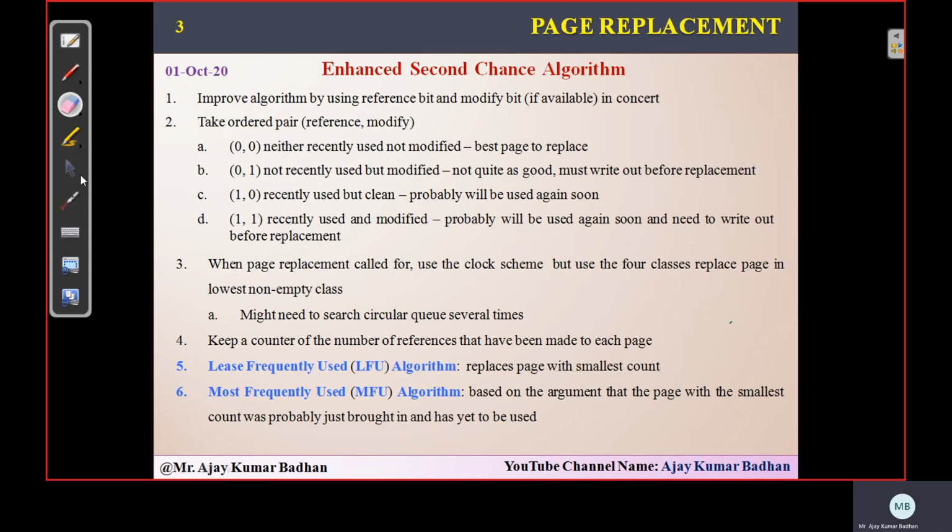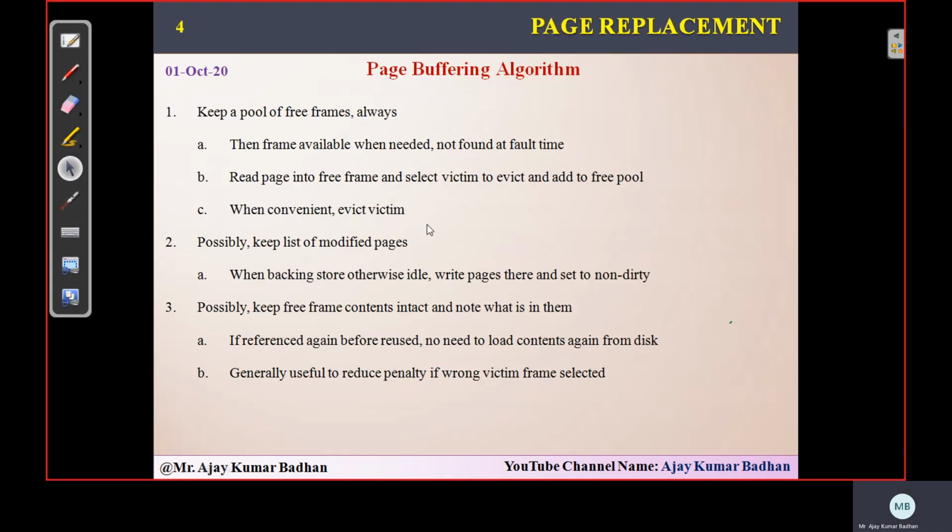So let's get ahead. The next algorithm we have is the page buffering algorithm. This is also used for page replacement only, but here it is a slightly different technique. Internally the system will maintain a pool of free frames. Let me show you with the diagram.